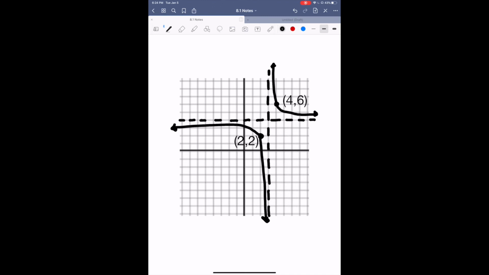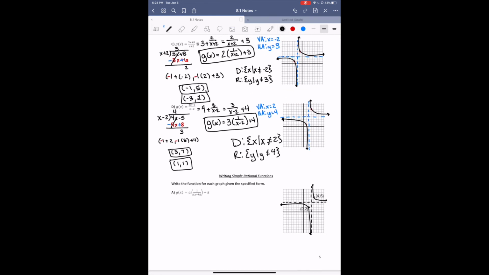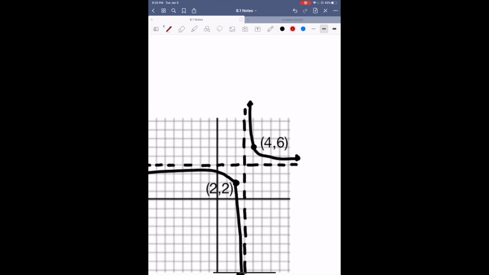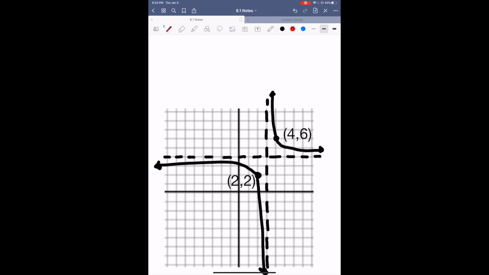Now that you've copied this down, let's go ahead and talk about how we get it from a graph into our equation as a simple rational function. Okay, so we know we want to write our equation as a times 1 over x minus h plus k. The way we're going to start this off is by identifying h and k. And remember, h and k comes from our asymptotes. So if we can identify this point here, which is 3, 4, then we're already a step ahead and we know our h and k.